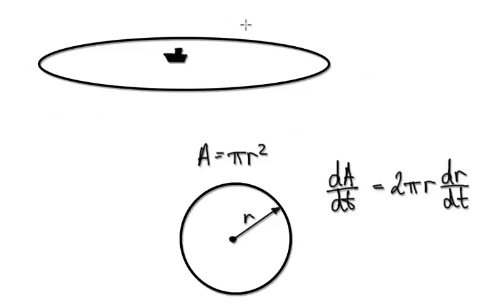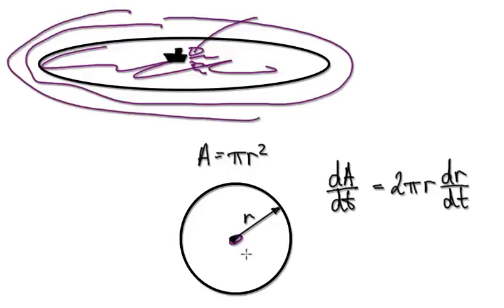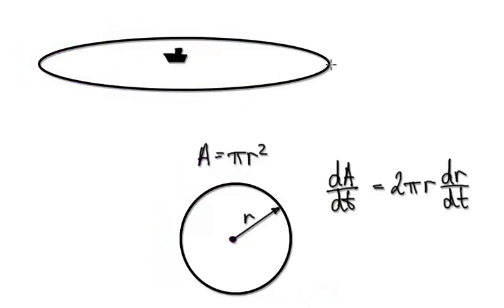You've got an oil tanker here, and it's leaking oil. So the area of this circle will expand with respect to time. As time goes on, it's leaking oil, so the area will just get bigger and bigger. And you want to know how fast it's growing with respect to time. So you really want to know dr by dt.